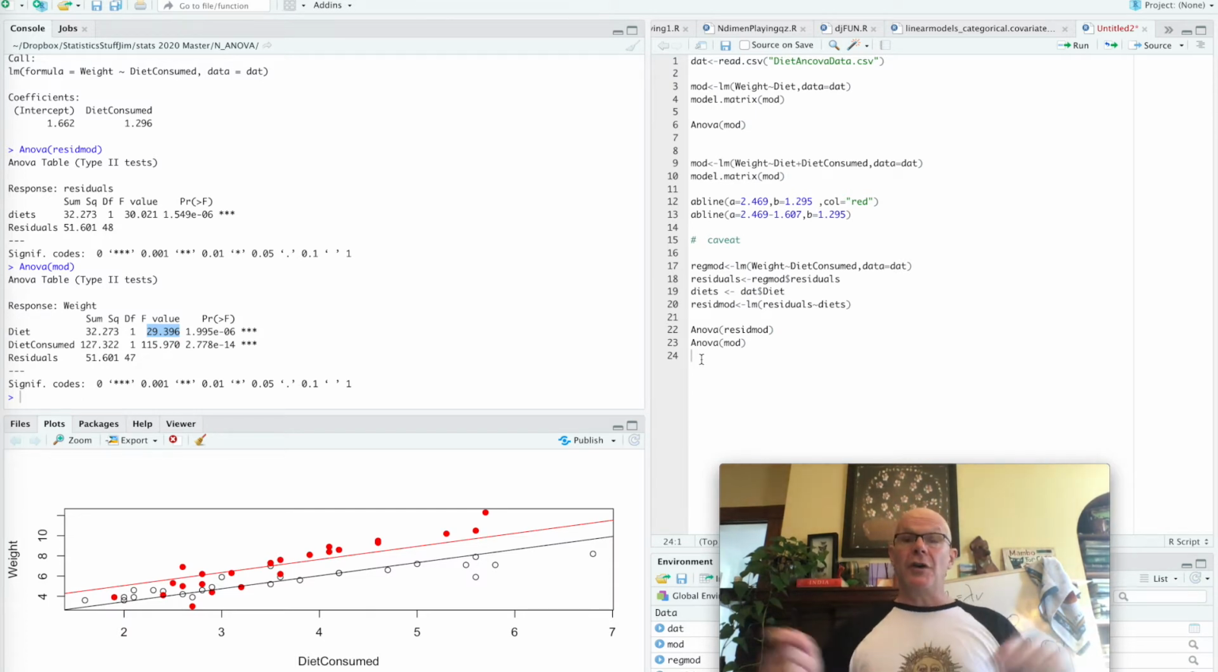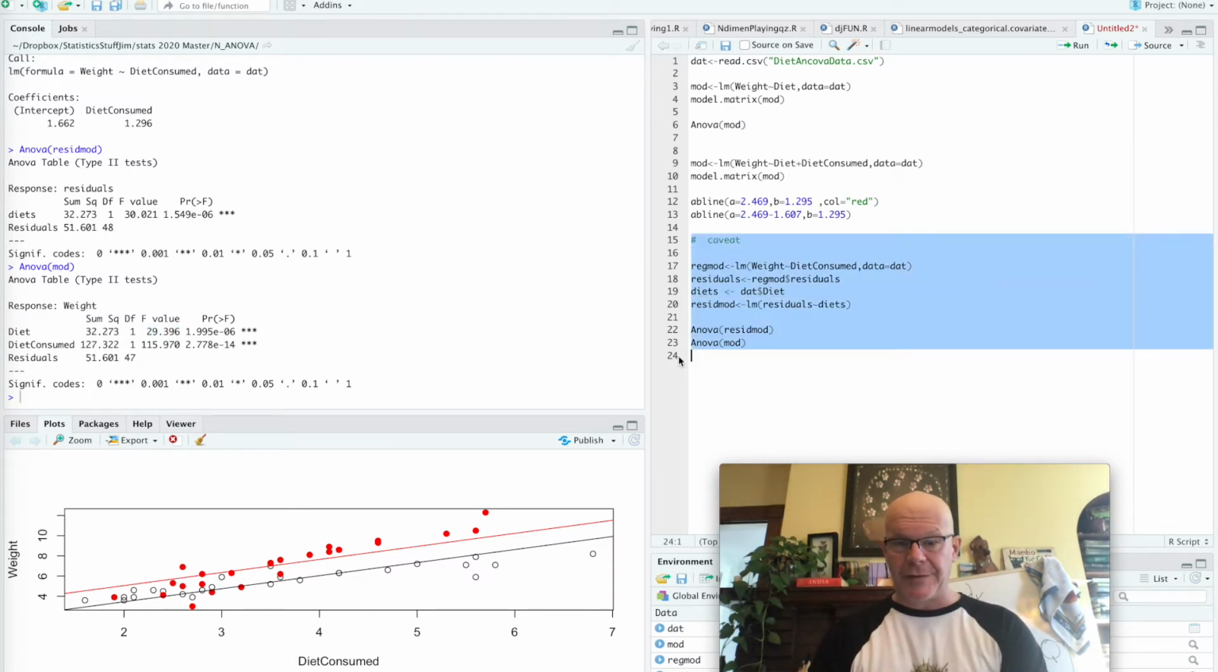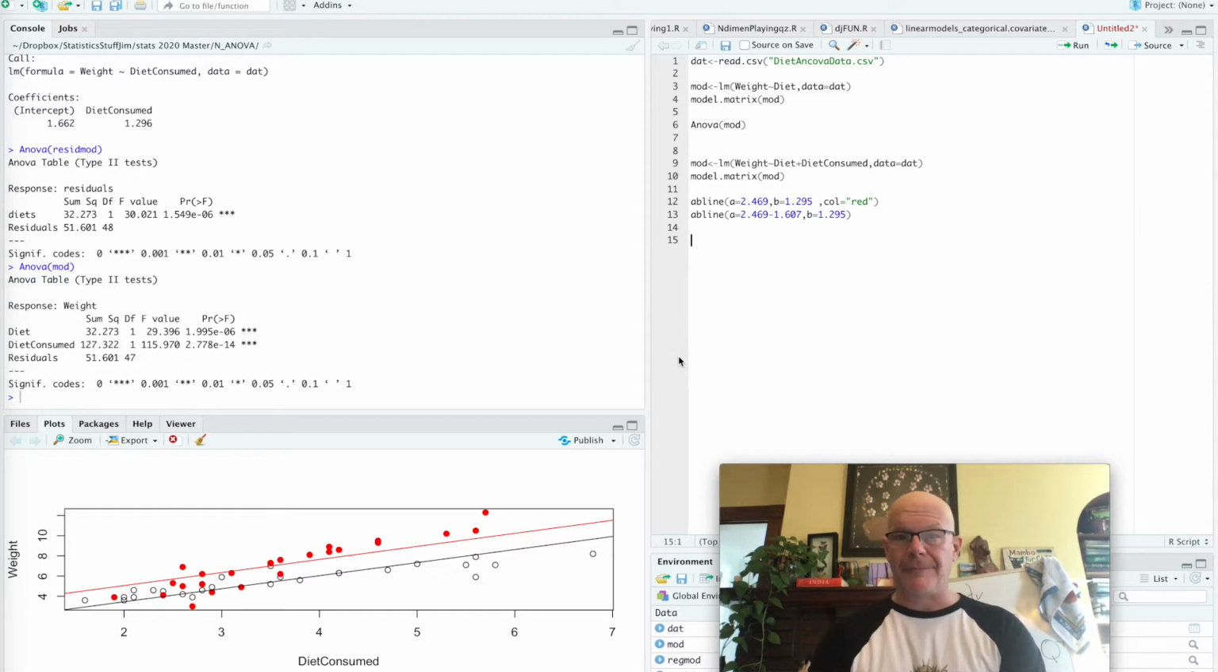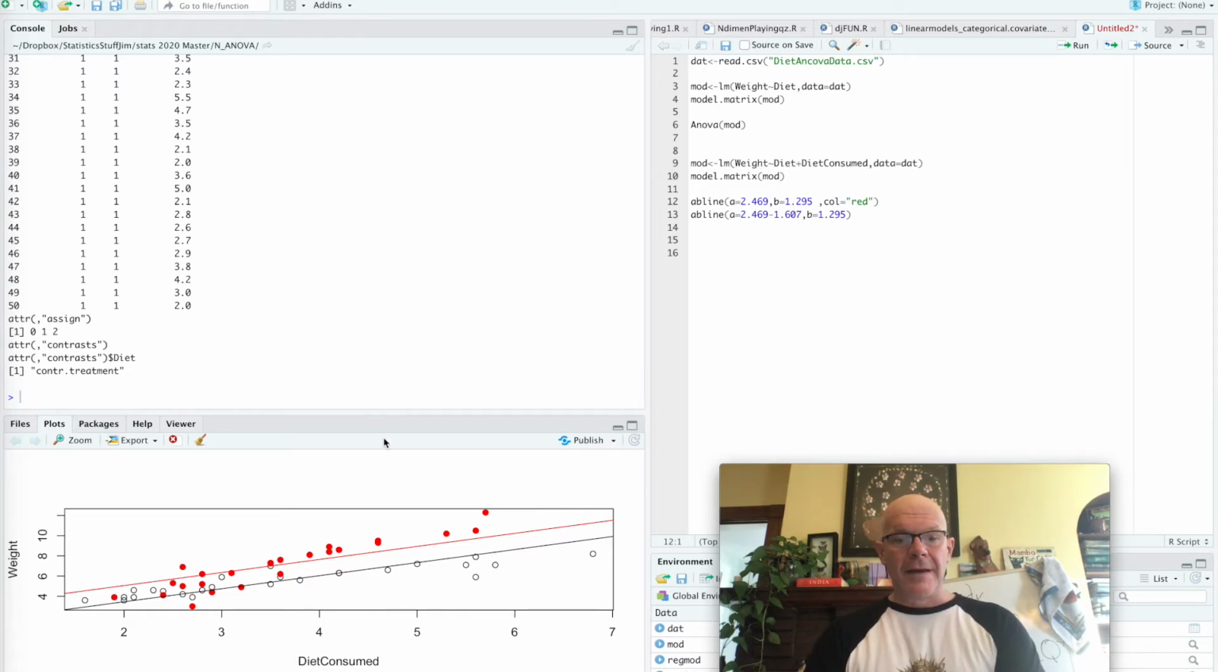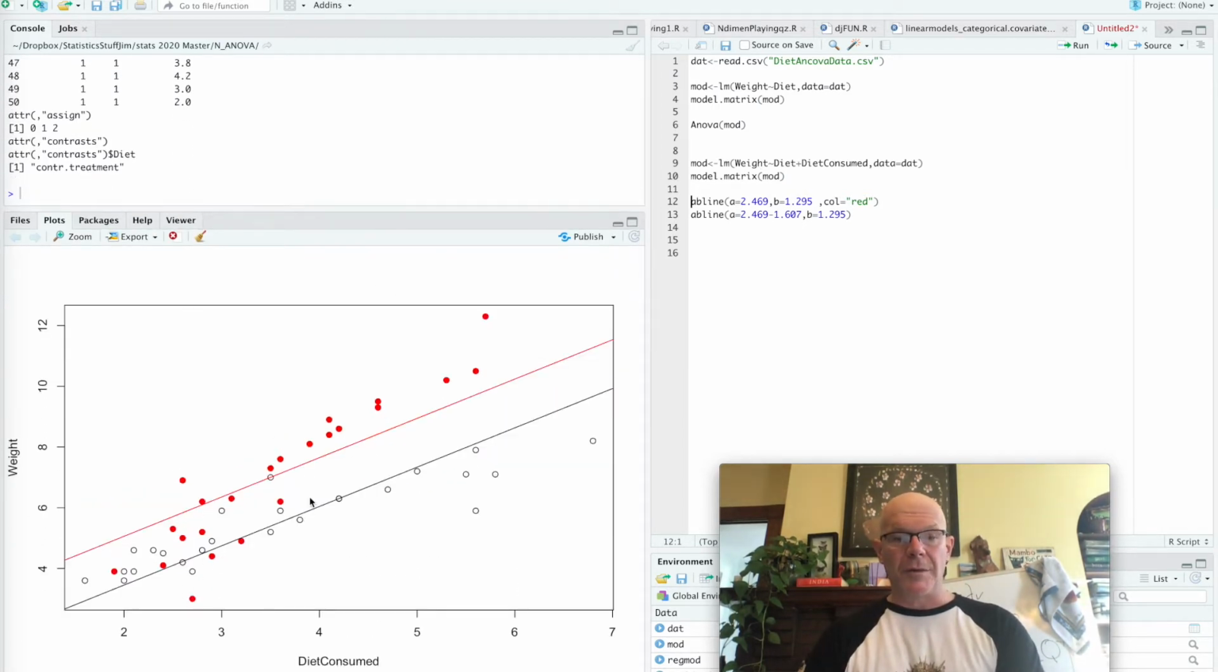Okay, so let's go back to our model. Let's kill this caveat. The caveat is in the notes as well. And so we have this model, and if we look at our plot, what we're assuming based upon this model is that the slopes are equal to one another, right? There's only one slope available. And this is what's referred to as additivity. Okay, so we are assuming that the slopes and the diet are additive, that there is an effect of diet and there is an effect of diet consumed, but we're assuming that the slopes are the same.